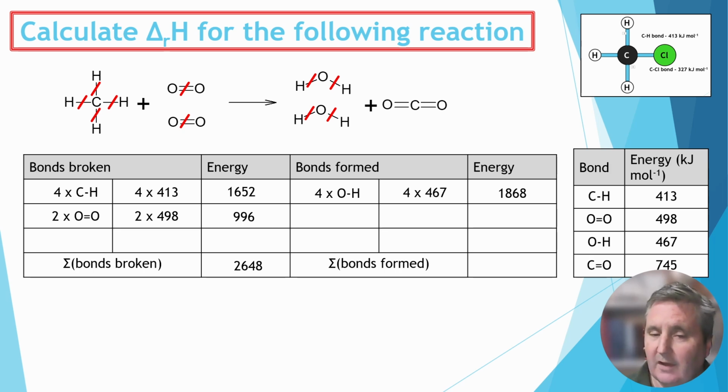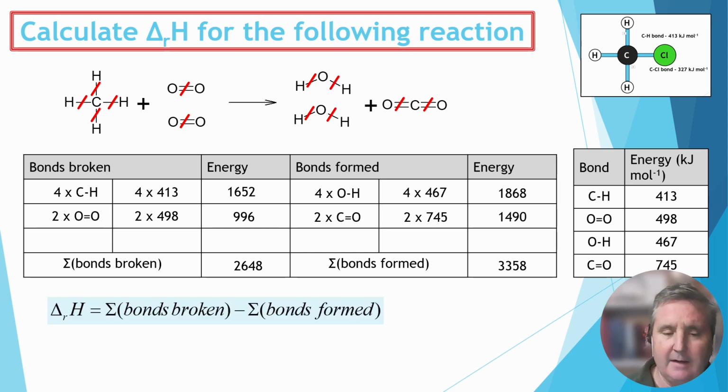But because this is a carbon dioxide, there are 2 carbon to oxygen bonds. So we're going to multiply the number of these bonds by 2. And the value here is 745, and I'm going to multiply that by 2. That gives us an answer of 1490. So the total energy in forming the bonds is 3,358.